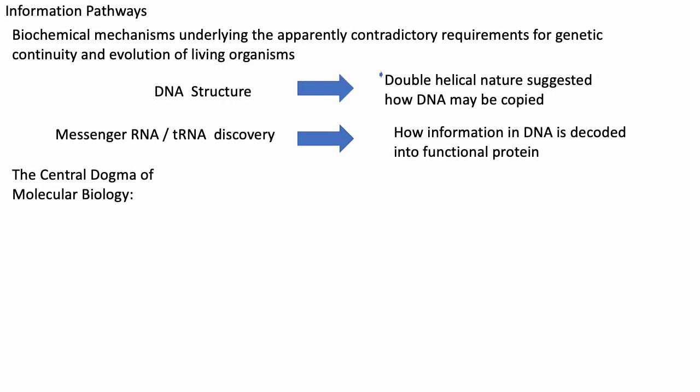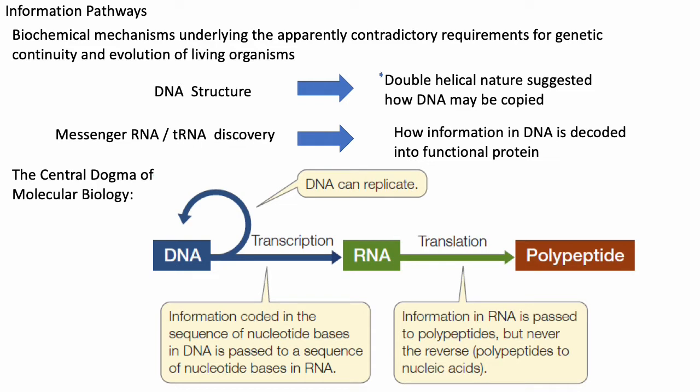Looking back at the information pathways, there are a number of biochemical mechanisms which are apparently contradictory requirements for genetic continuity and evolution in living organisms. If we take the DNA structure, it has a double helical nature. It suggested how the DNA may be copied. And at the RNA level, with messenger RNA and the discovery of tRNA, this is how the information in the DNA is decoded, because all the DNA that's present in the genome is used to make functional proteins. Now, there's a central dogma of molecular biology, which involves the transfer of information.